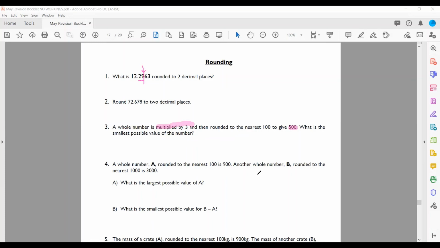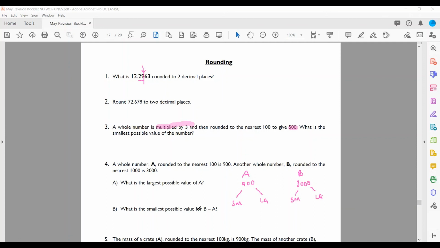So for example, a whole number A rounded to the nearest 100 is 900. And a whole number B rounded to the nearest 1,000 is 3,000. You would then go to find your smallest possible value and your largest possible value. So your smallest and your largest, and do the same here, your smallest possible value and your largest possible value. Once you have those, you can then answer questions A and B quite straightforwardly.